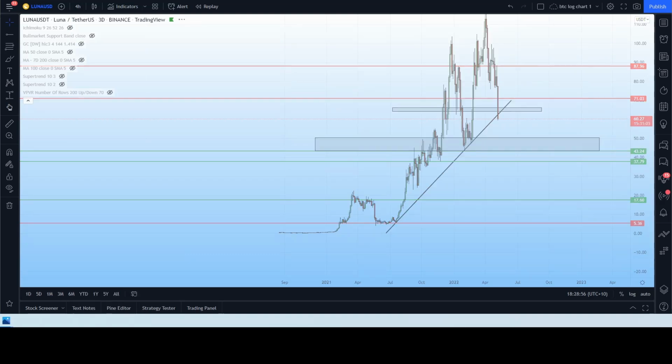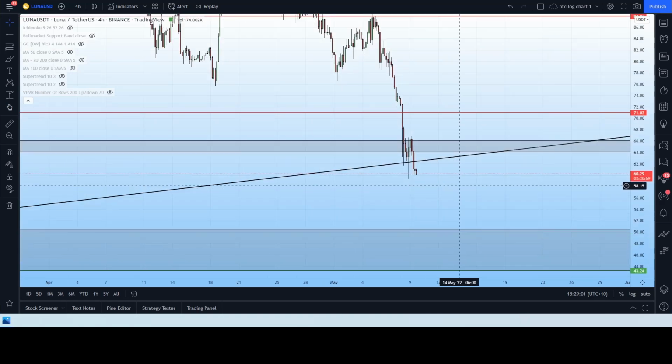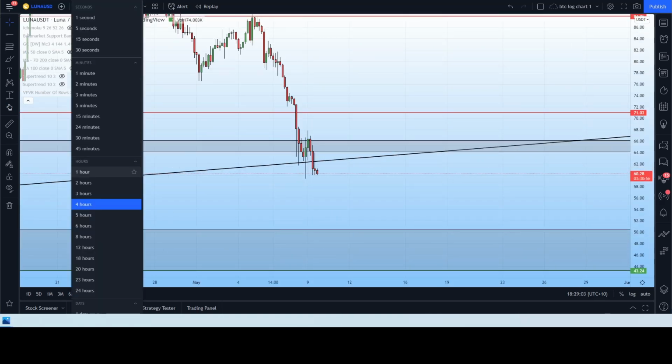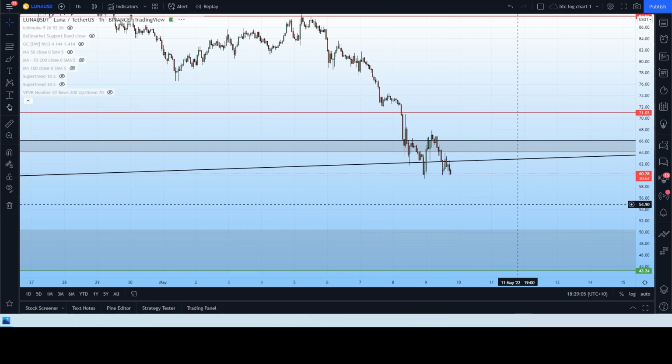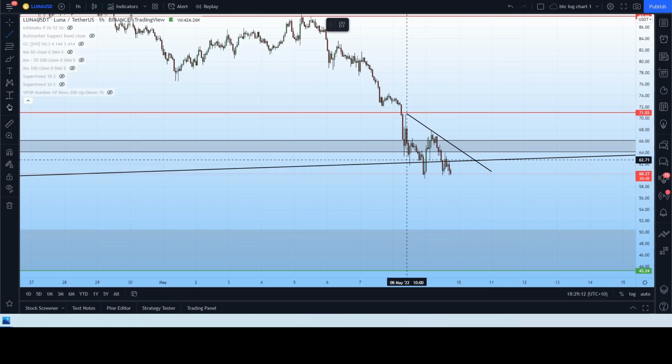What we will do though is we'll go to a 4 hour and take a look at the small time frame. Just take a look at what this breakdown is showing us, potentially even going to a smaller time frame to see if we can identify any market patterns. And I can't see any market patterns. We do see a potential descending wedge. Again, not a confirmed descending wedge.